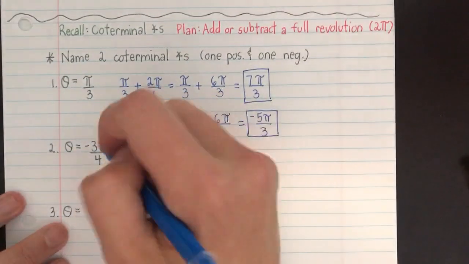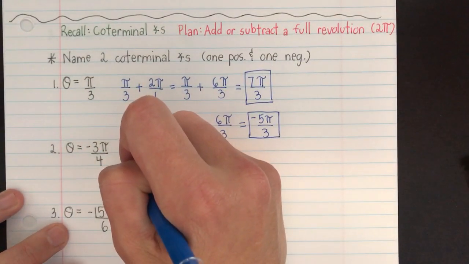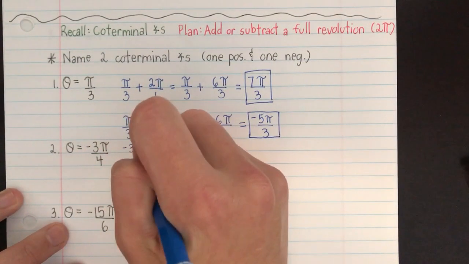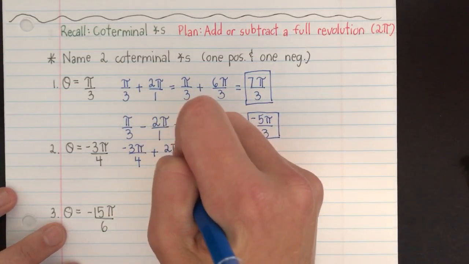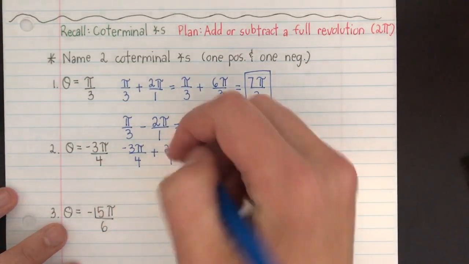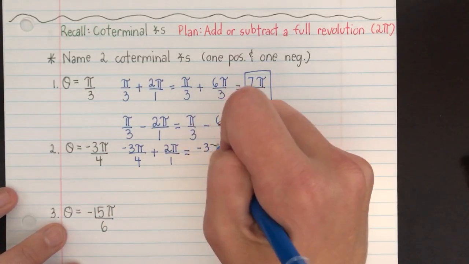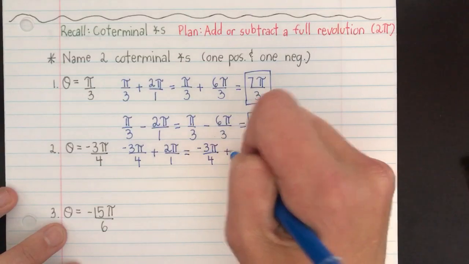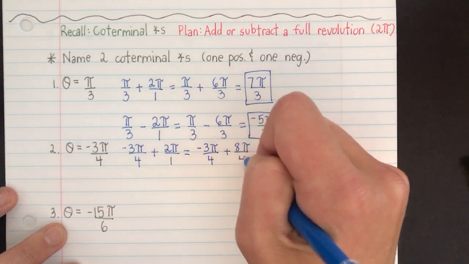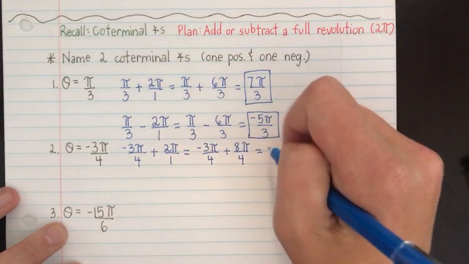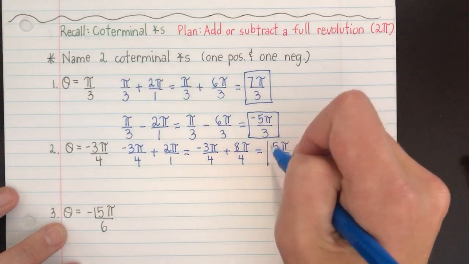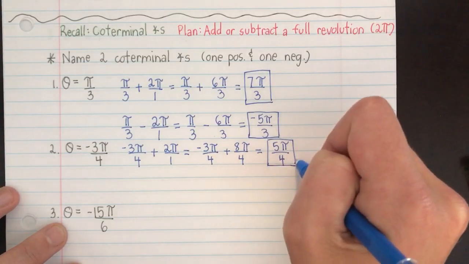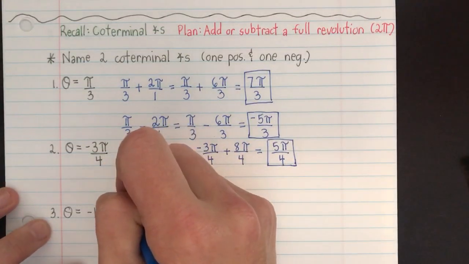So then given theta as negative 3 pi over 4, you would take negative 3 pi over 4 and add your full revolution, so add 2 pi. In this case, we need a denominator of 4. So negative 3 pi over 4 plus 8 pi over 4. Negative 3 pi plus 8 pi is 5 pi, so 5 pi over 4. There's our positive coterminal angle, and now let's find our negative.